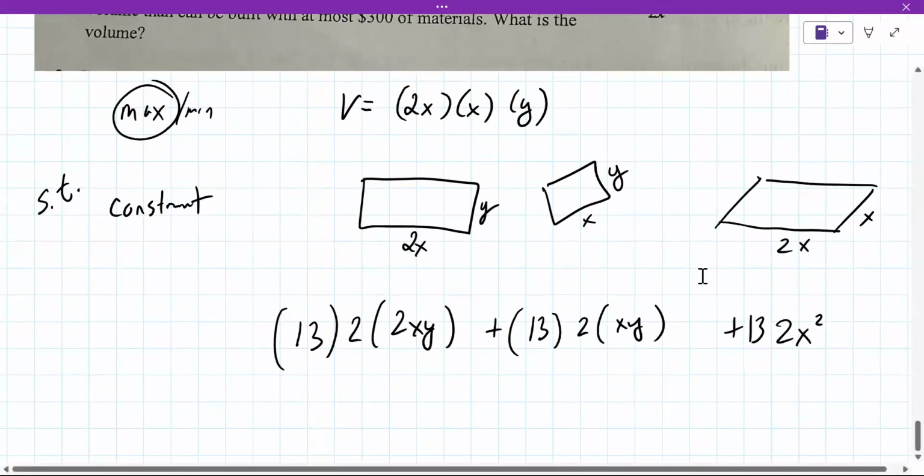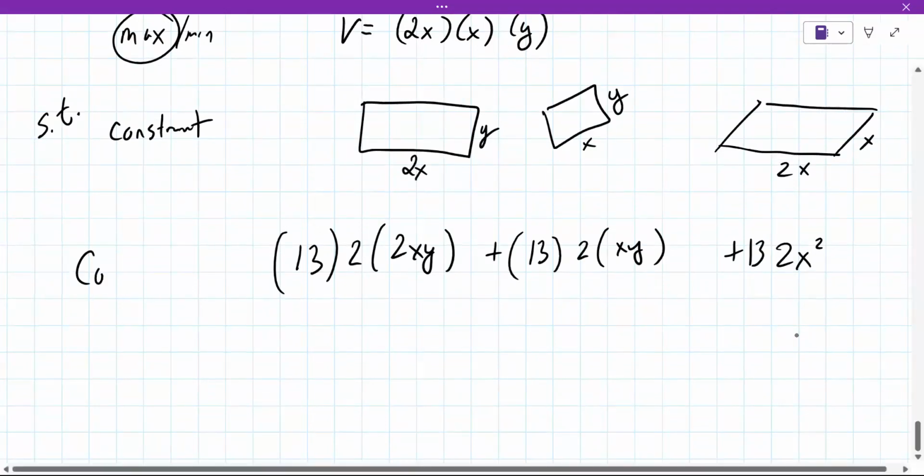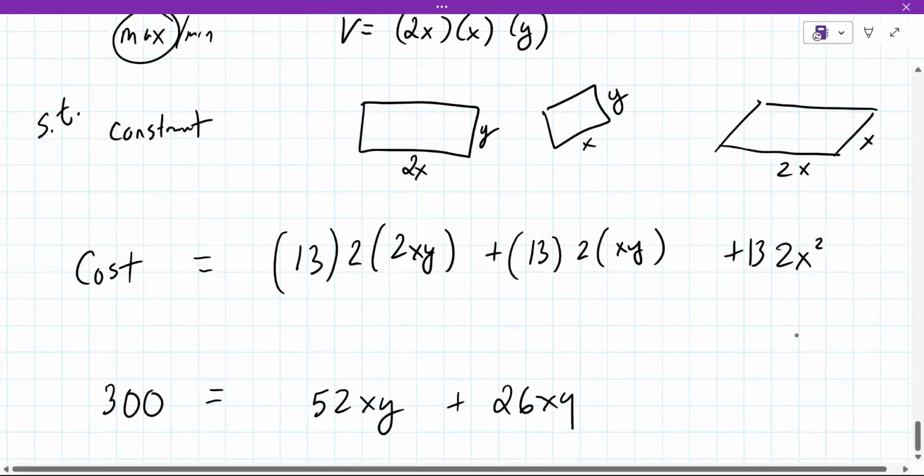So there's a pattern here. There's price times the area times how many you have, price times the area times how many you have, price times the area. Okay. And that's our cost. And we know that we have just $300 for this. So this ends up being 52xy plus 26xy plus 26x squared.